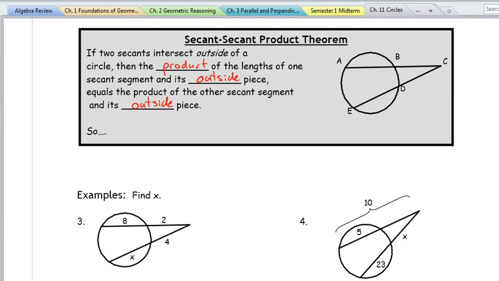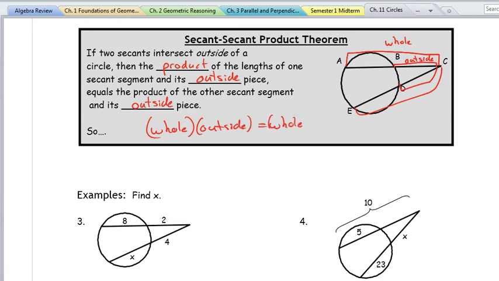is you have, this is the whole, and then you have this is the outside. And same thing on the bottom. You have the outside and then you have the entire thing. And our theorem is that the whole secant times the outside equals the whole secant times the outside. Okay, and you will use the inside in certain parts to find outside and the whole and all that. So it's whole times outside equals whole times outside. Or I like to say whoa equals whoa.